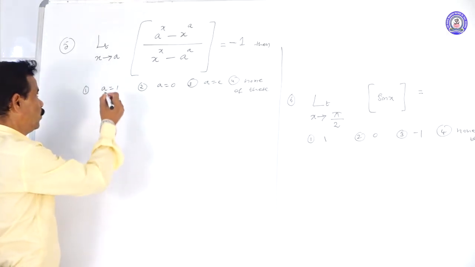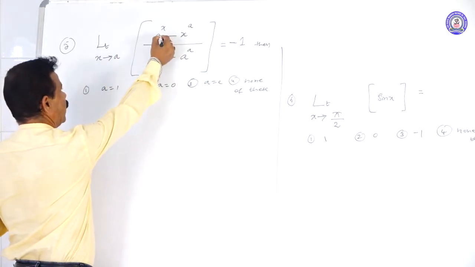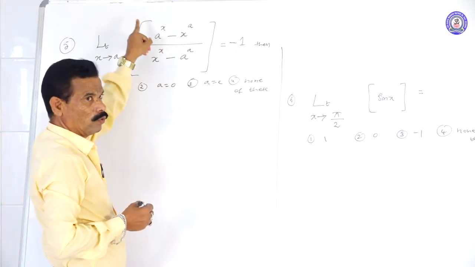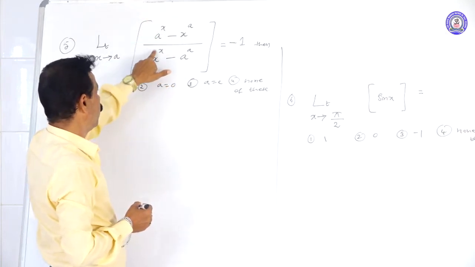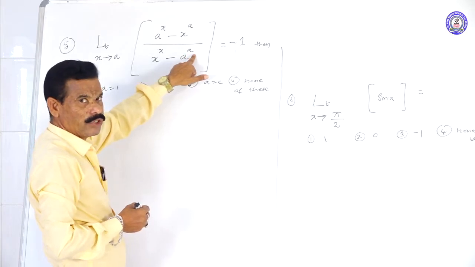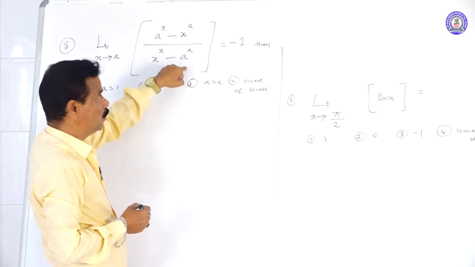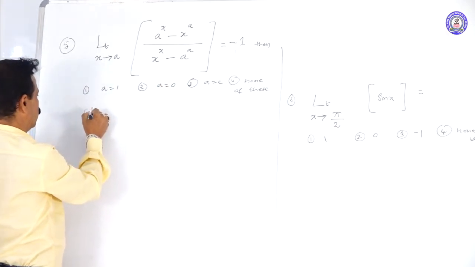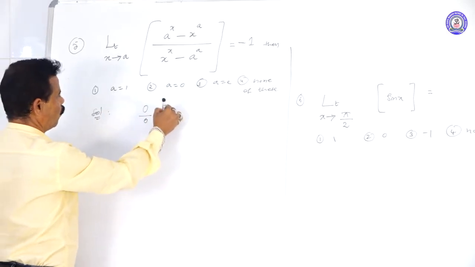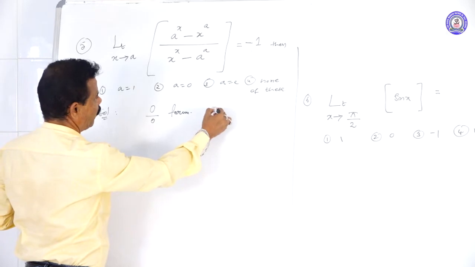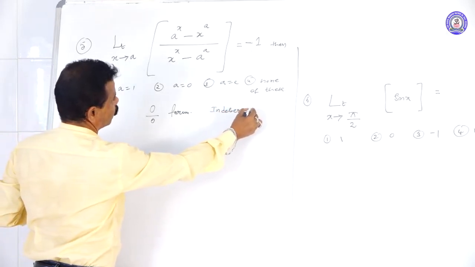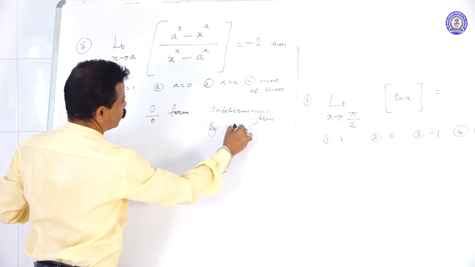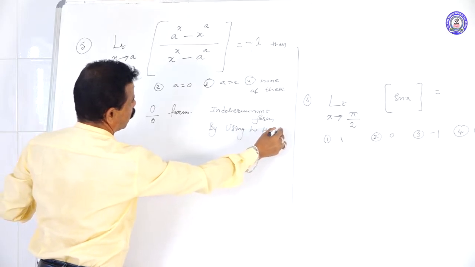So in this case, we check as x tends to a: here a^a minus a^a is 0 in the numerator, and in the denominator a^a minus a^a is also 0. So it is in the 0 by 0 form, an indeterminate form. By using L'Hospital rule.